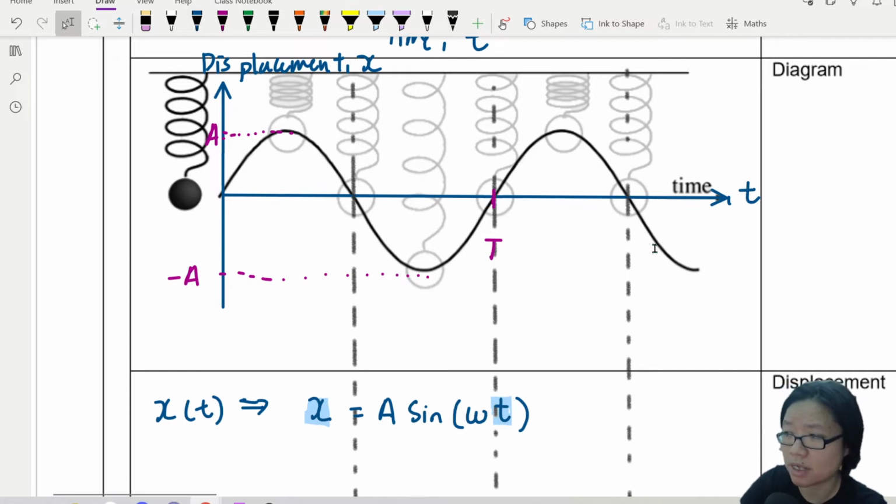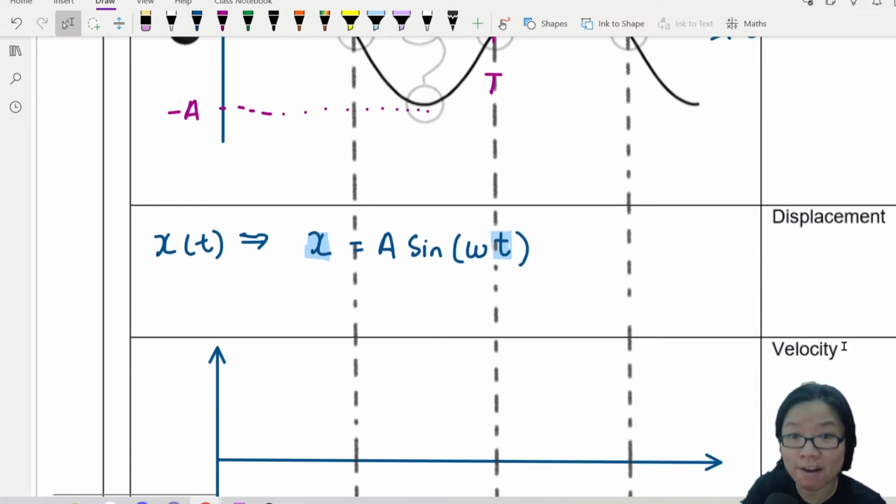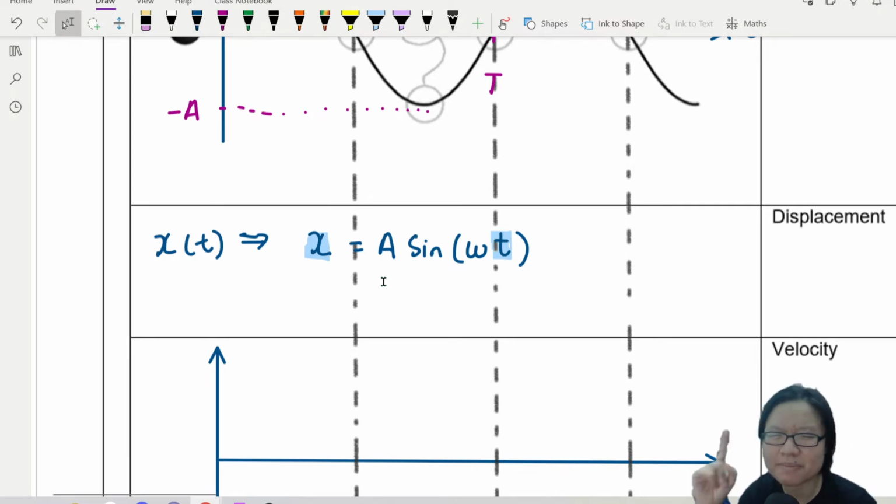Once we have displacement, of course, we're not going to stop here. We're going to have to find the velocity of the particle. But how do we do that? We are now going to differentiate. If you don't know how to differentiate functions like this, or you don't know what I mean by sine can become cos, cos can become negative sine, go watch the maths booster video, then come back here. Okay, I'll be waiting.